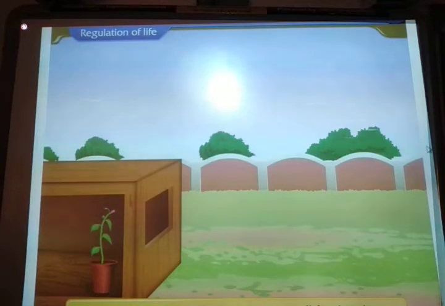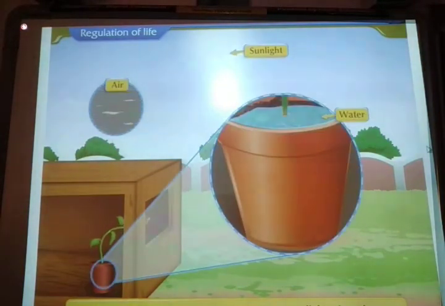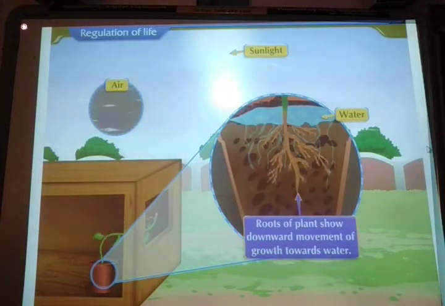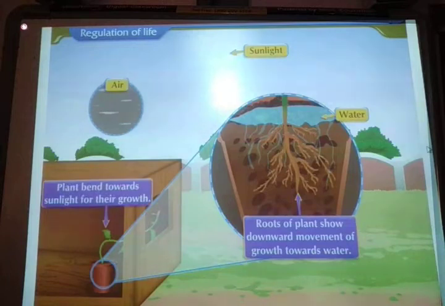Plants tend to show movement in response to sunlight, air, and water. Roots of plant show downward movement of growth towards water. Plants bend towards sunlight for their growth.